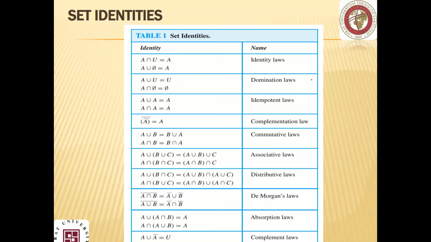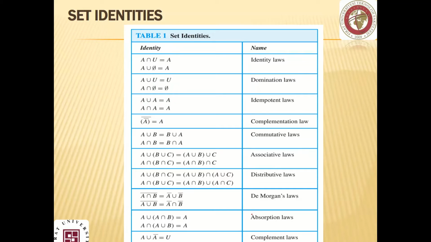We have the domination laws. Domination means the one that keeps its own identity dominates. In this case, if we take the union of any set with the universal set, it always remains the universal set, or if you take the intersection between any set and phi, it's always phi. We have the idempotent laws. If you intersect A with itself, it's A. If you apply the union of a set with itself, it's always the same set. That means A union A will be A.